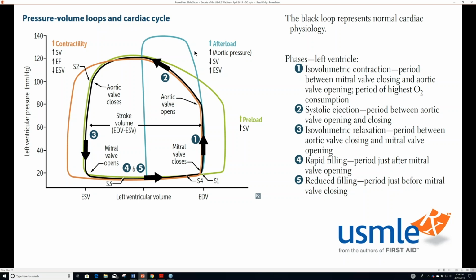Or to think about it another way, we would have an increase in our end systolic volume. So the volume in the ventricle at the end of systole would be higher, because there's just more blood around at the end of systole.